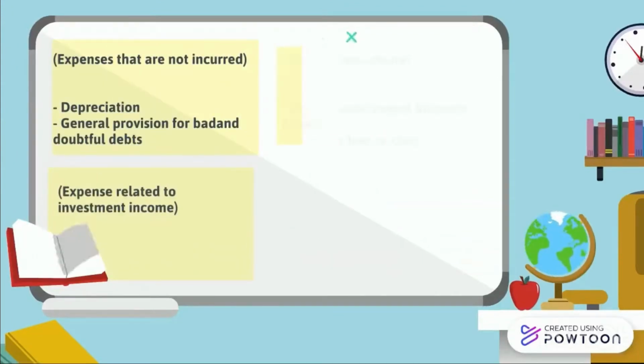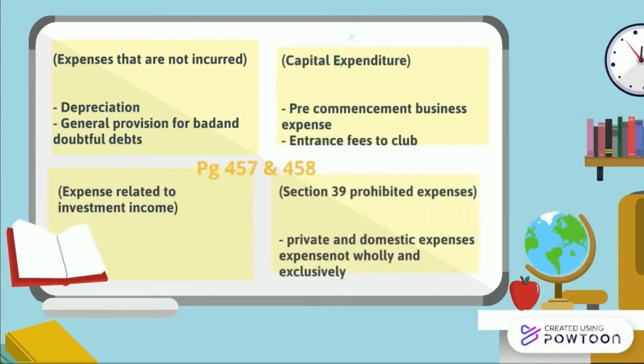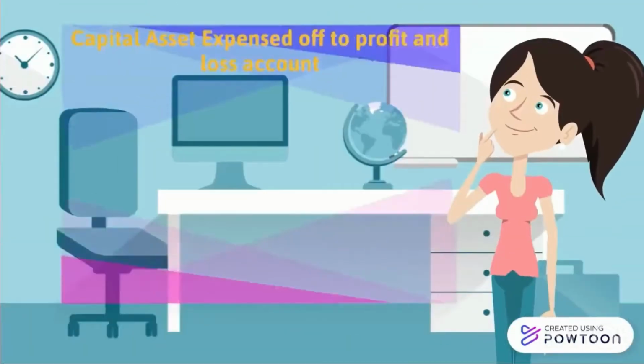These are the examples for each group of the non-allowable expenses. For example, depreciation, general provision, and pre-commencement business expenses. You can find more details on pages 457 and 458 of the textbook.